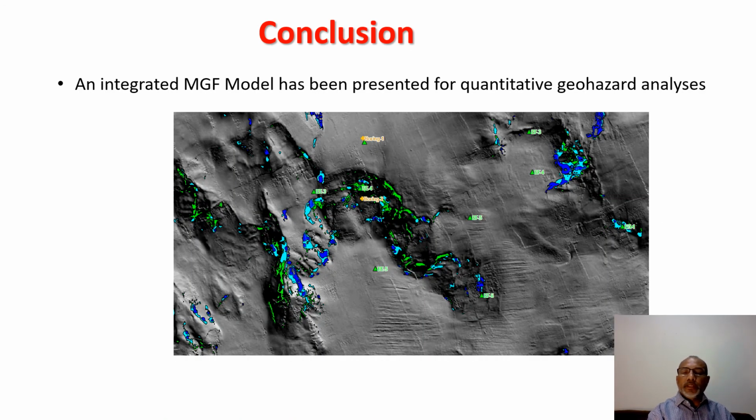So what I presented here is a two-dimensional coupled mass gravity flow model that is very useful for understanding quantitative geohazards, basically to map the areas on the continental slope that have potential for failure, and also some of the avoidance zones that could go into the planning of routing of the pipelines or subsea installations.